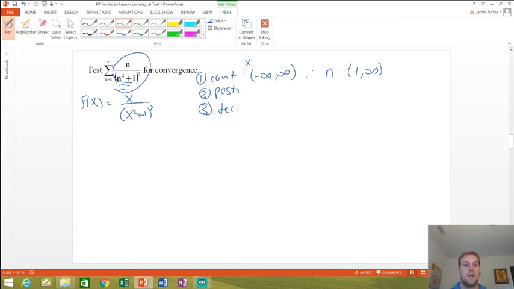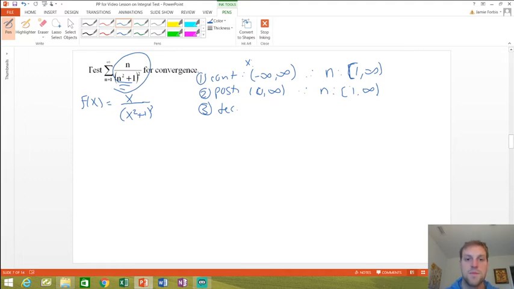Now, where is it positive? The denominator will always be positive because again it's x squared. So for the top, what makes it positive is going from 0 to infinity. That's what makes the top positive and f of x positive. That's for x, and therefore for n, it will be positive from 1 to infinity. Okay.